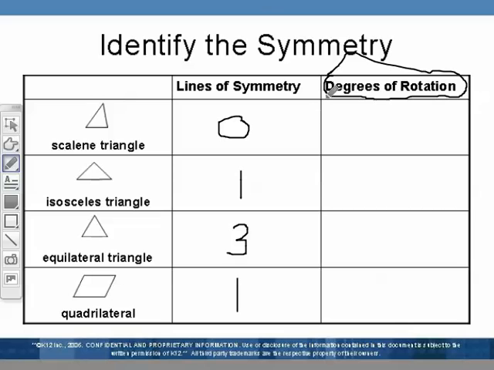Okay? So looking at this one, 360 divided by 0, that's not even defined. I can't even do that one. 360 divided by 1, I get 360. The only way that I could divide that one out and get that to work out would be if it was all the way around. I'd have to go all the way around to get the corners to line back up again. Equilateral, 360 divided by 3 is 120 degrees. That's the easy way of doing this one. Quadrilateral, 360 divided by 1 is 360 degrees of rotation. You see what I'm doing there?